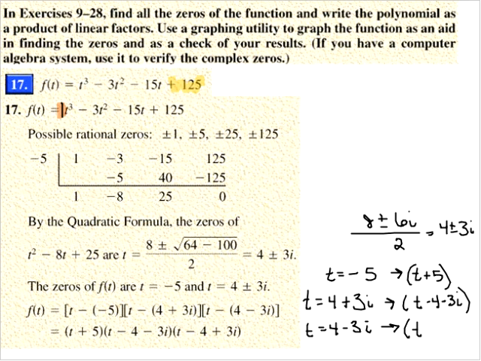we would have to subtract 4, but add 3i this time. So there's the third linear pair. And that's what we can see written in the very last step.